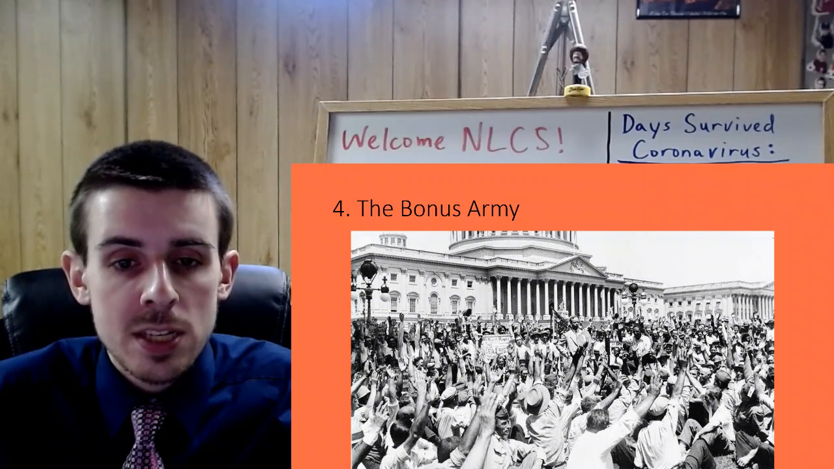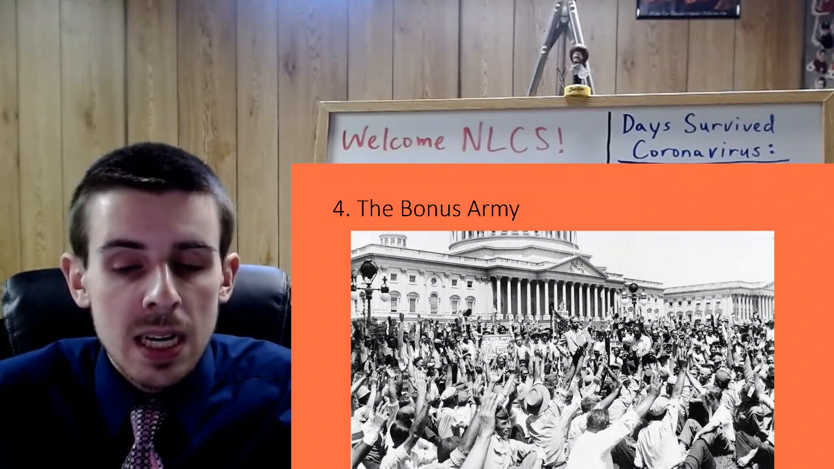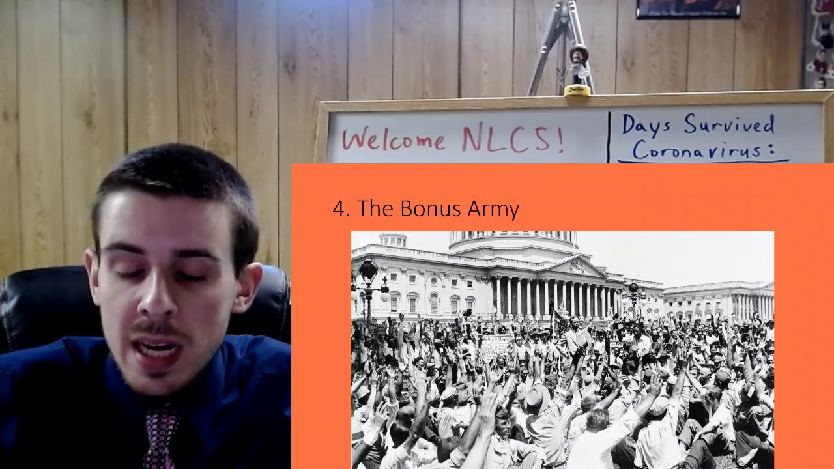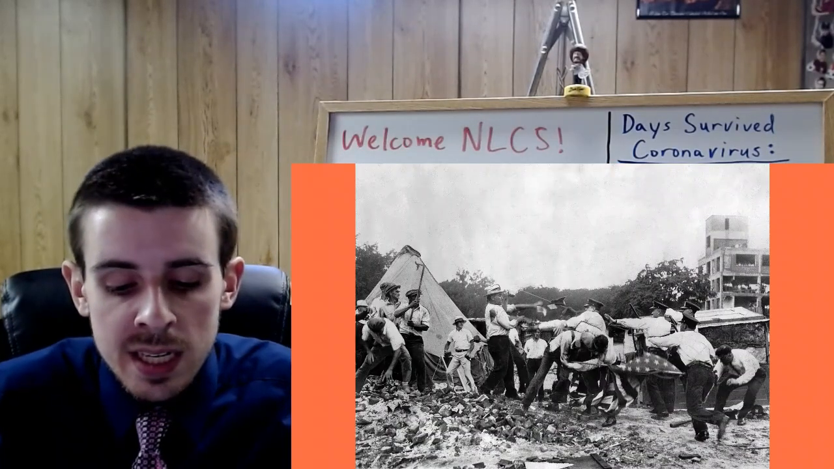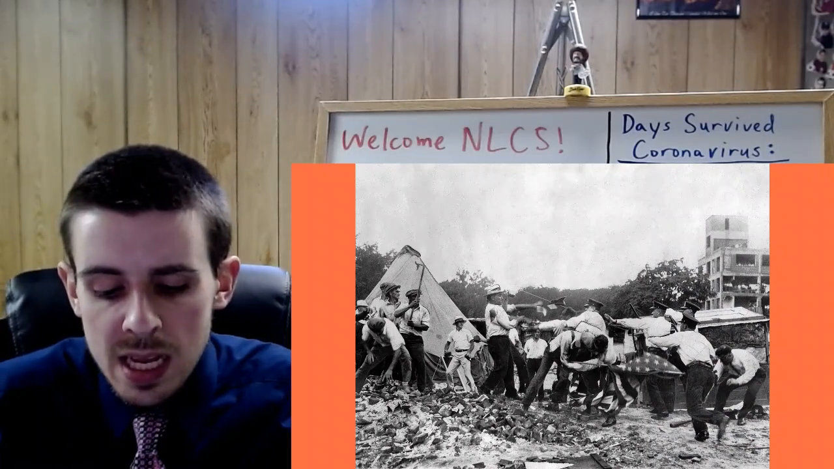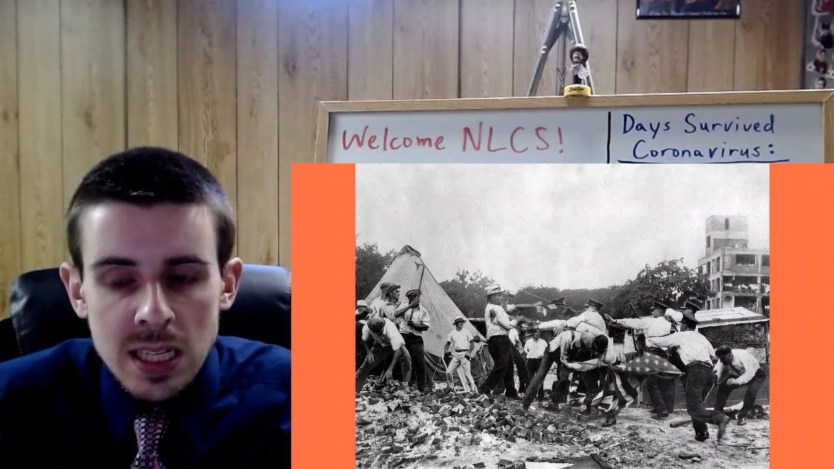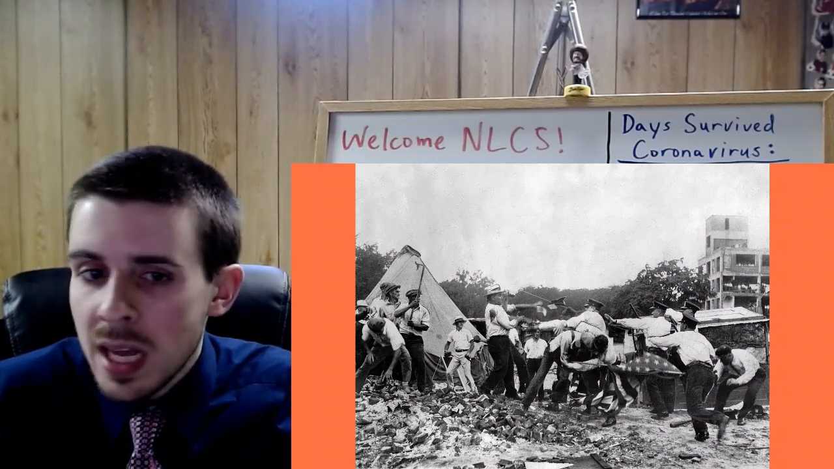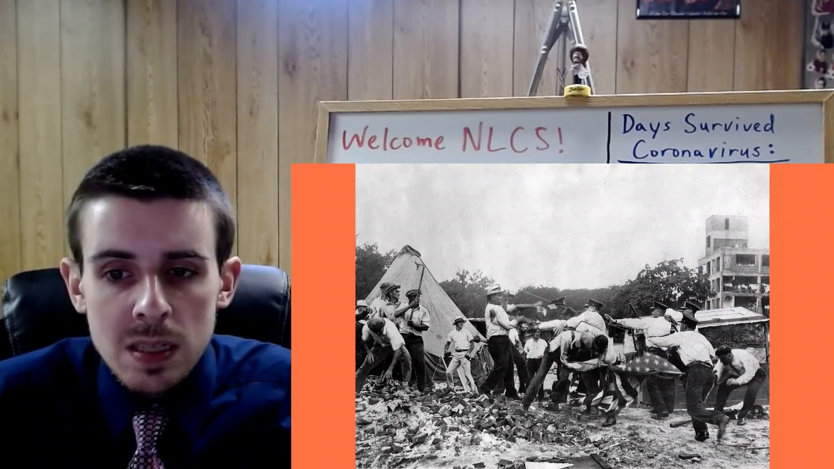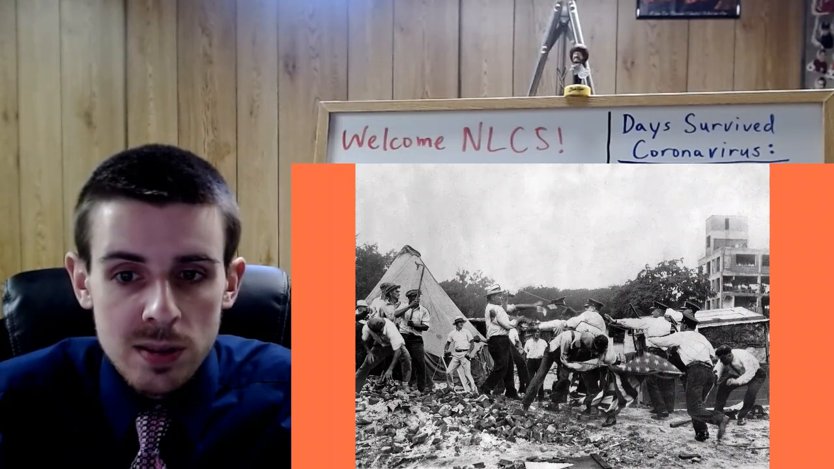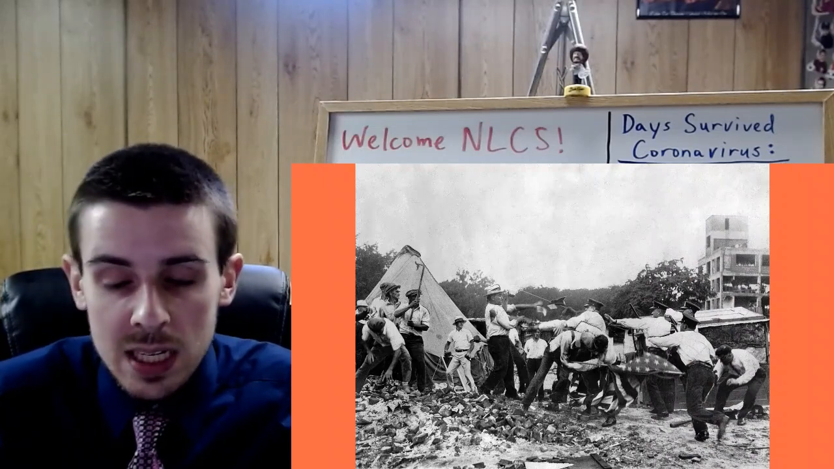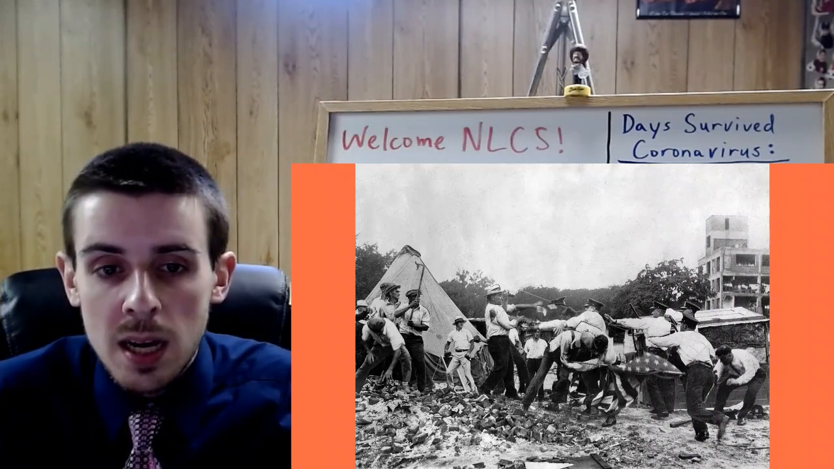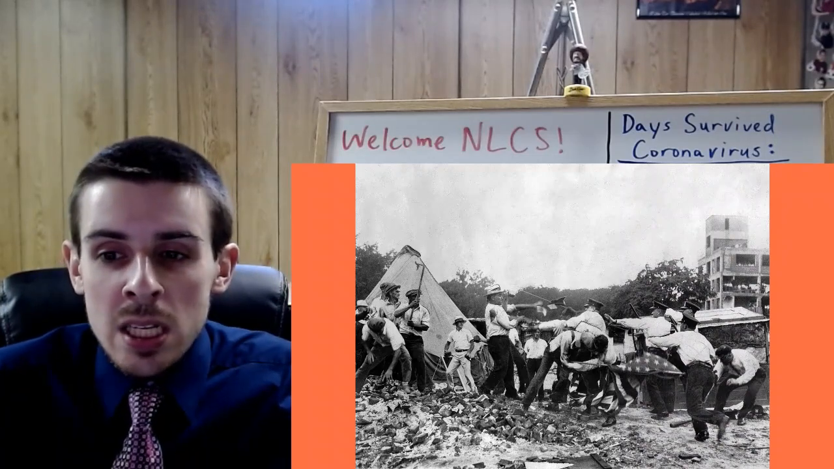The government can demand that you leave, and if you don't leave, that's a crime. So they end up sending in, Herbert Hoover ends up sending in the United States Army and the National Guard to basically remove these Bonus Army protesters. So we're talking bayonets and tear gas and all that stuff, trying to get these Bonus Army veterans out of there.